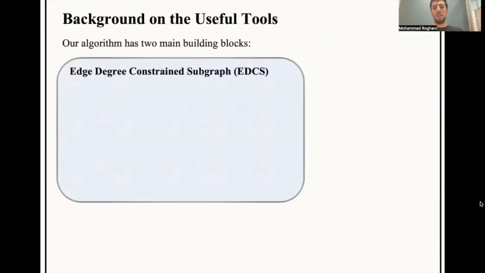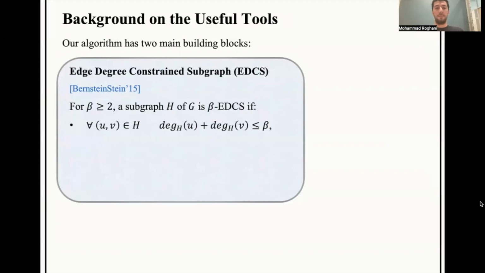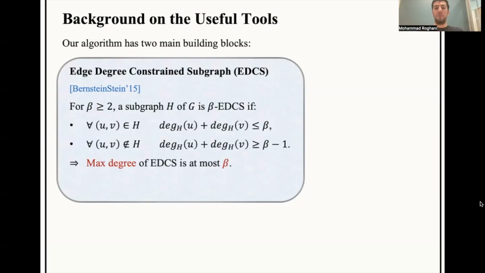The first one is the edge degree constrained subgraph, called EDCS. It was first introduced by Bernstein and Stein in 2015. It is used a lot in the context of dynamic matching and streaming matching algorithms. For a parameter beta larger than 1, a subgraph H of G is a beta-EDCS if for each edge inside the subgraph H, the sum of its endpoint degrees in H is less than or equal to beta, and for edges that are not inside H, the sum of their endpoint degrees is larger than or equal to beta minus 1. Therefore, the max degree of the EDCS is going to be beta because of the first property. Also, it is well known that the EDCS contains a two-thirds approximate matching.